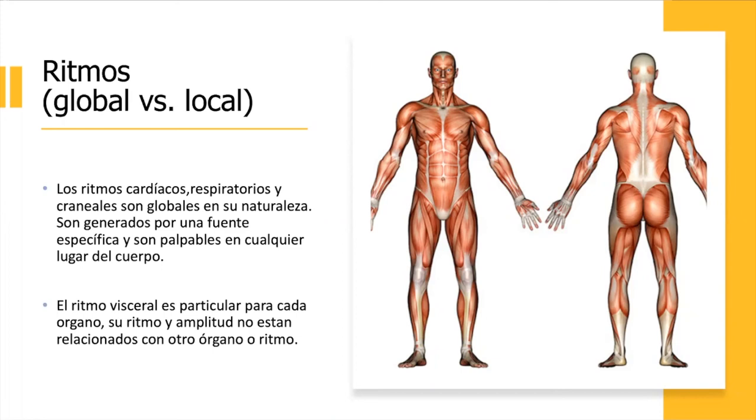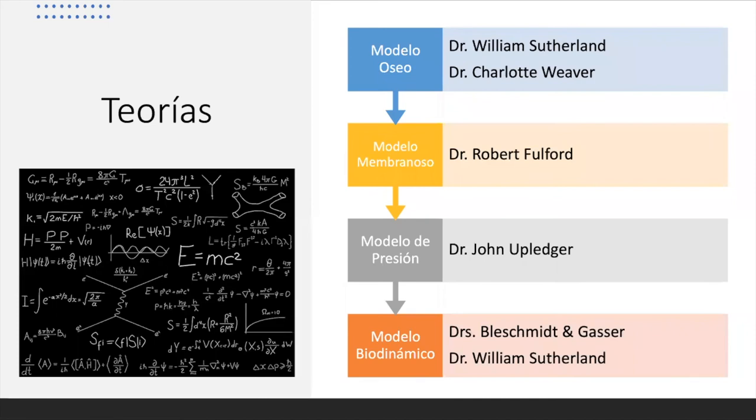Now, I told you about the sun coming up. Why does it come up? Entonces, recién hablamos de por qué el sol sale todos los días. So, these are four popular theories as to why we feel cranial rhythm. Entonces, estas son las teorías más populares de por qué somos capaces de palpar el ritmo craneal.